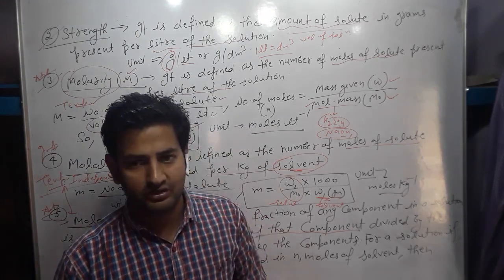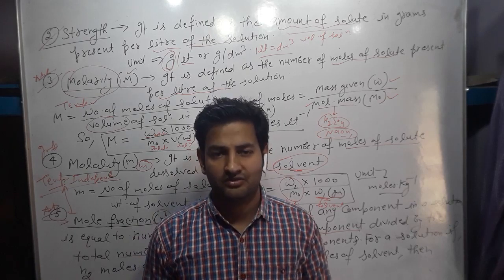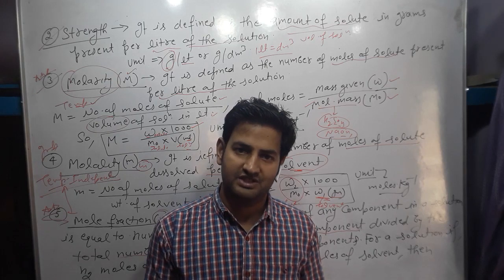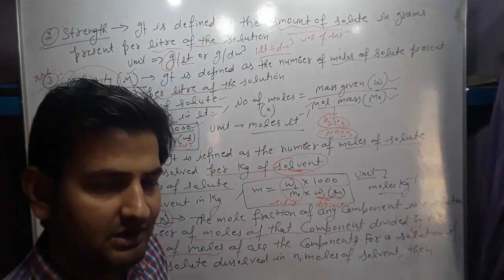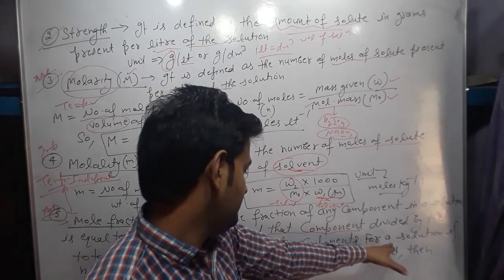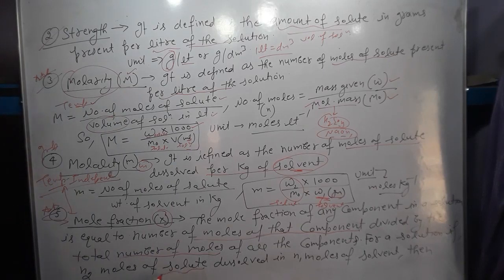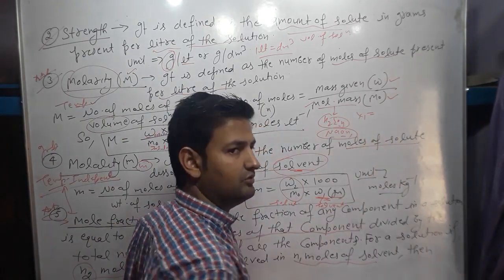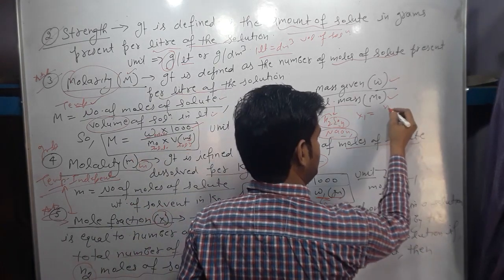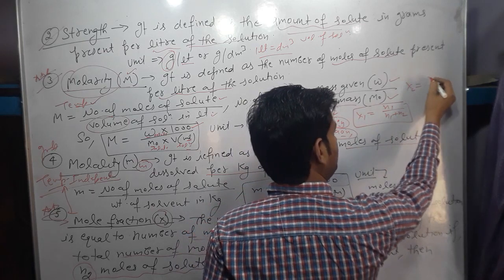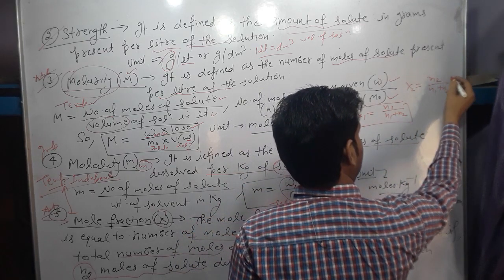solution. If a solution contains two components and we have to find out the mole fraction of the first component, then the number of moles of the first component is divided by the number of moles of first and second, meaning the sum of both components. Let us take an example of a solution. If n2 moles of solute are dissolved in n1 moles of the solvent, then the mole fraction of the first, x1, is equal to n1 by n1 plus n2, and if we have to find out the mole fraction of the second component, then it is equal to n2 over n1 plus n2.